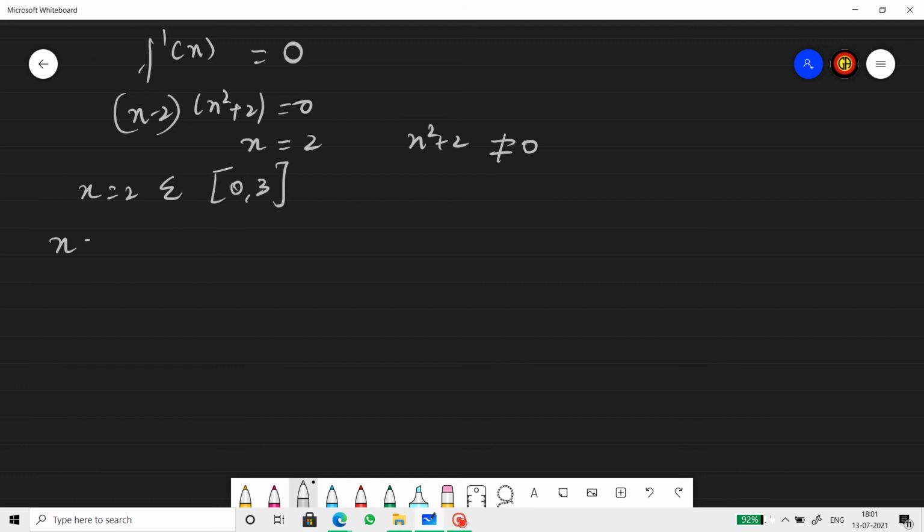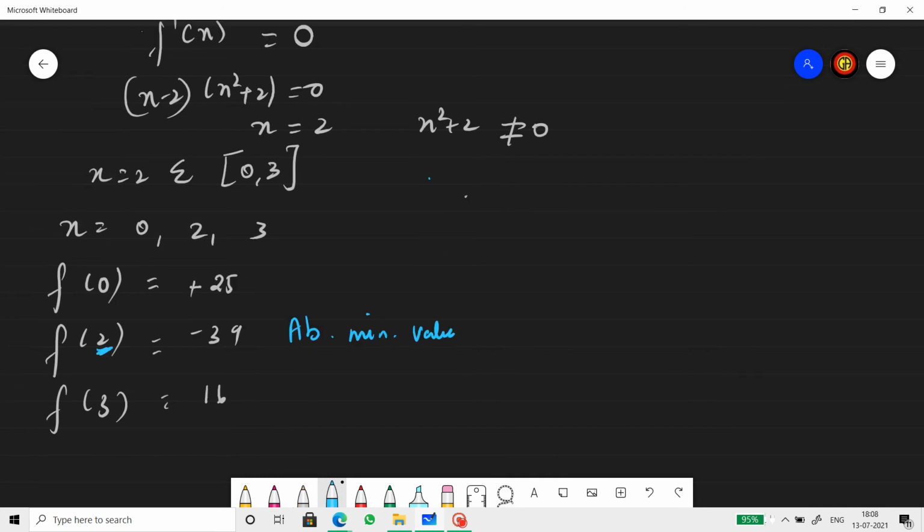Now x will be 0, 2 and 3. Now find f of 0, f of 2 and f of 3. The largest out of the 3 is the absolute maximum value. The smallest out of the 3 is the absolute minimum value. Do and get me the answer for these three.